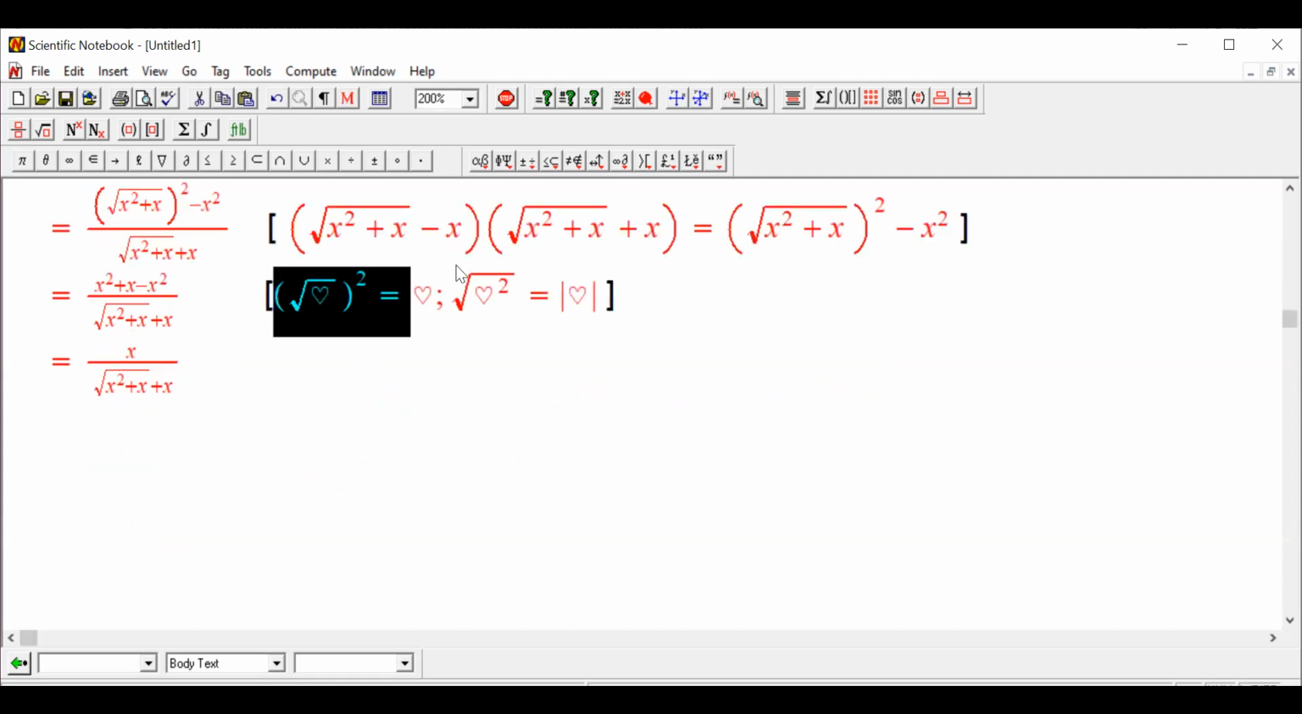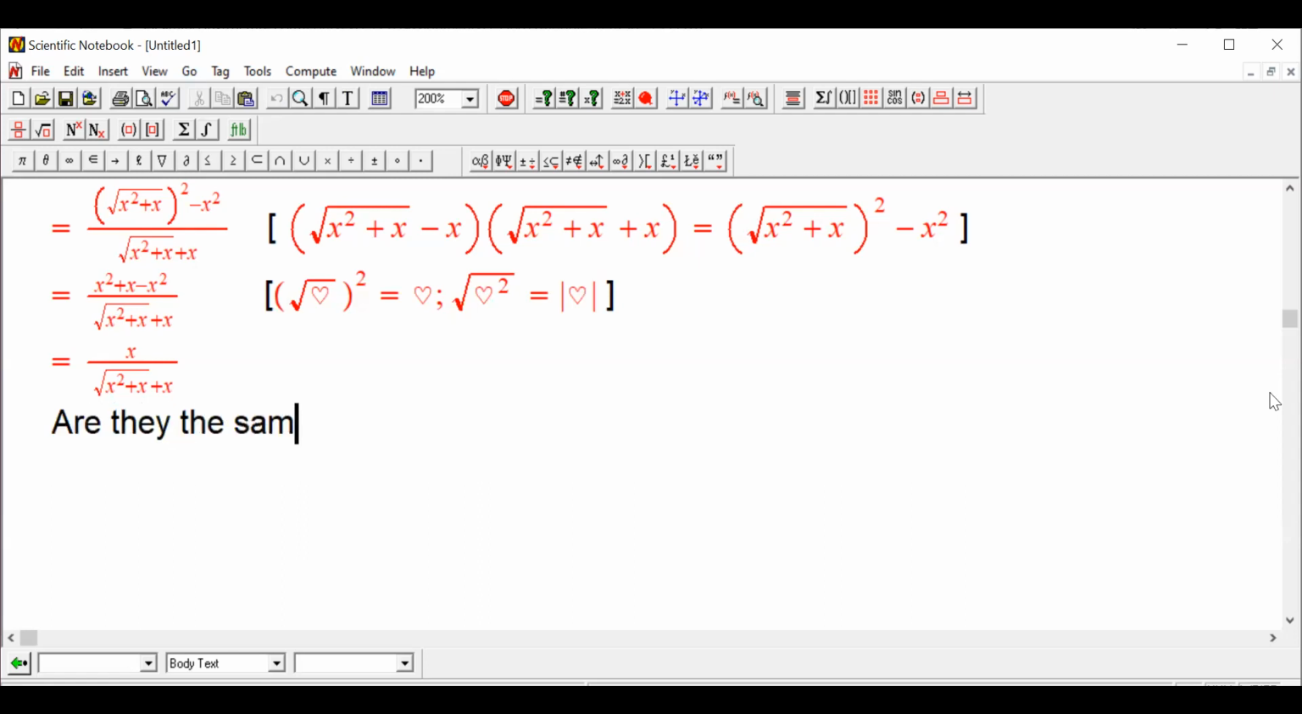Now, let's explain the difference between these two. Are they the same? What are they? One situation is this, and the other situation is this piece.